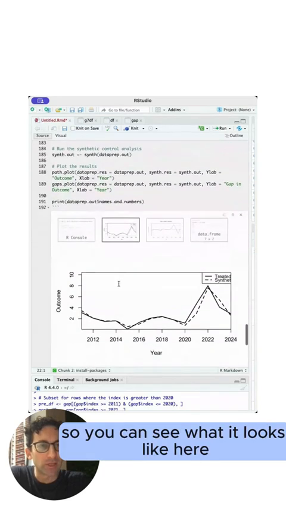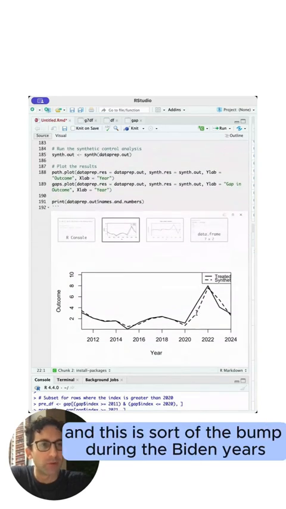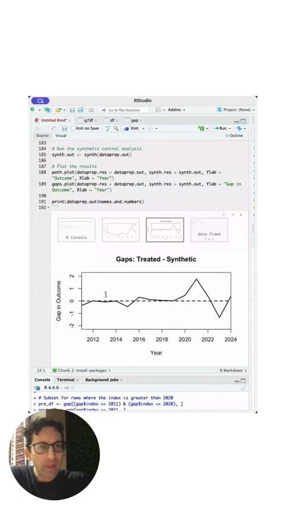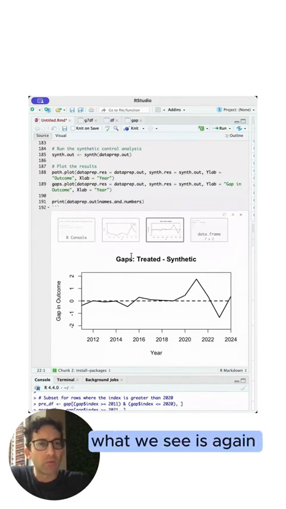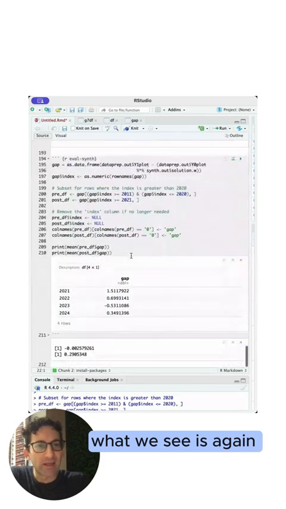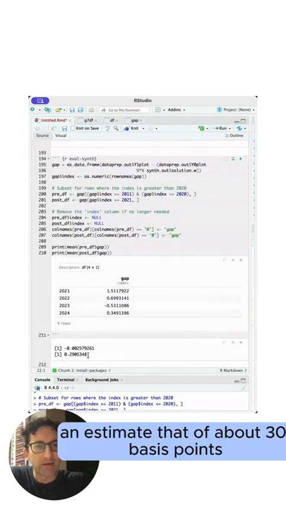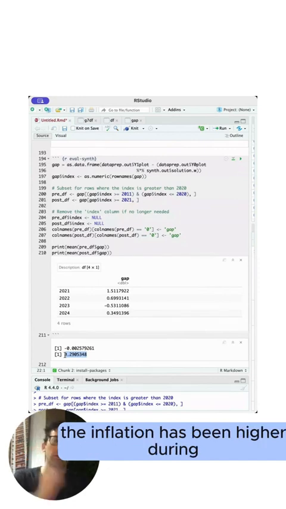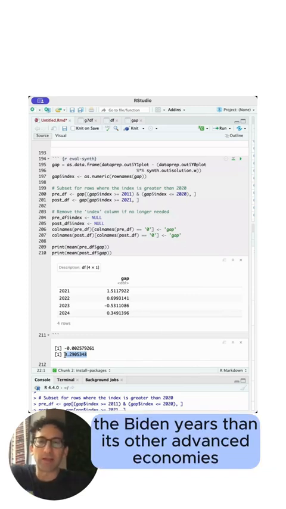So you can see what it looks like here. And this is the bump during the Biden years. And this is over time. What we see is, again, an estimate of about 30 basis points, the inflation has been higher during the Biden years than its competitors.